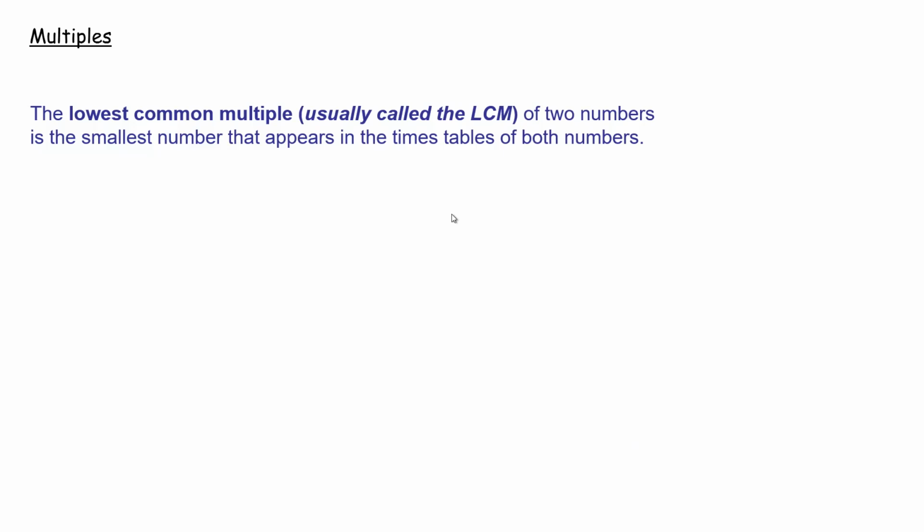Multiples. Okay. Numbers that appear in the times tables. Lowest common multiple is the smallest number in both of the times tables. Okay, so let's have a look then.